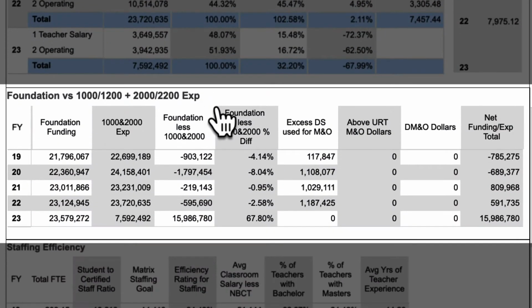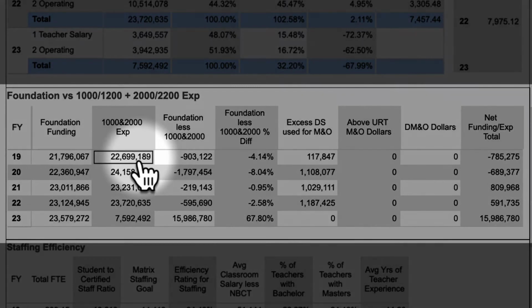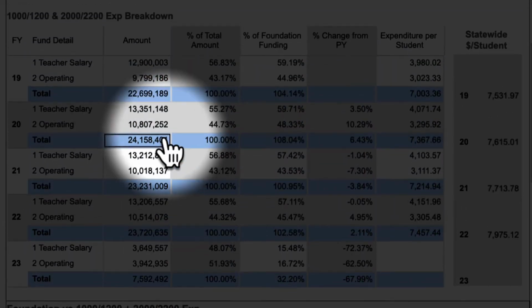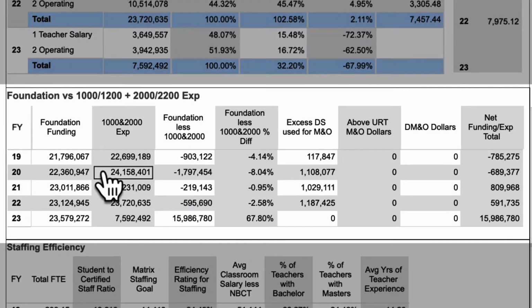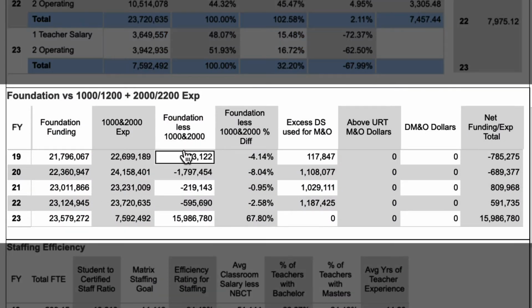The third worksheet is a comparison of foundation funding revenue versus expenditures for teacher salary and operating. So we start with the most left-hand column. You'll notice your foundation funding versus the total of expenditures for 1,000 and 2,000. You can see that does match the number we were looking at previously up here. The third column is a comparison between revenue versus expenditures. Did we spend more money than we received for teacher salaries and operating than we received in foundation funding? In the case of this school district, the answer is yes, and it varies in amount from year to year.